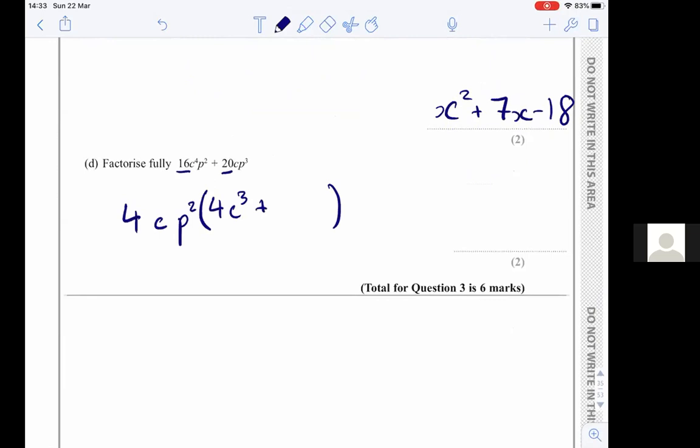In the next part, I need to times by 5 to get 20, and I need to times by a single p to get p cubed. So let's just write this in the answer box. 4c p squared times 4c cubed plus 5p.